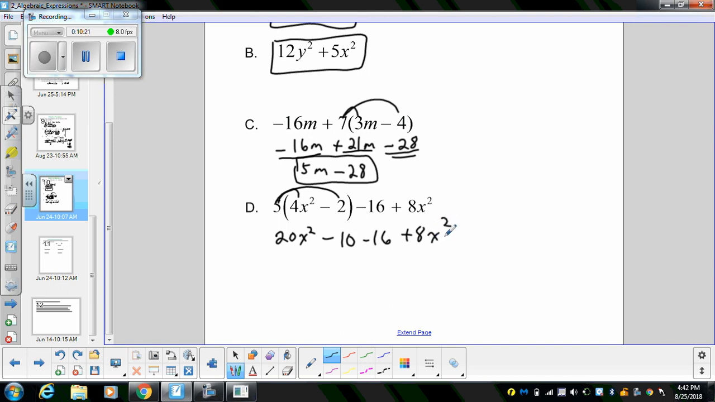Now I'm ready to combine my terms. So I'm going to combine my x squares. I'm going to line underneath them. So that would be 20 plus 8, which is 28. Now here's the thing a lot of people mess up on. You try to say 20x squared plus 8x squared ends up being x to the 4th. It actually does not. When you're just adding like terms, the exponent stays the same.